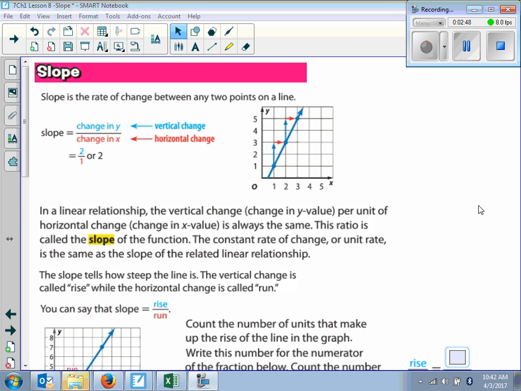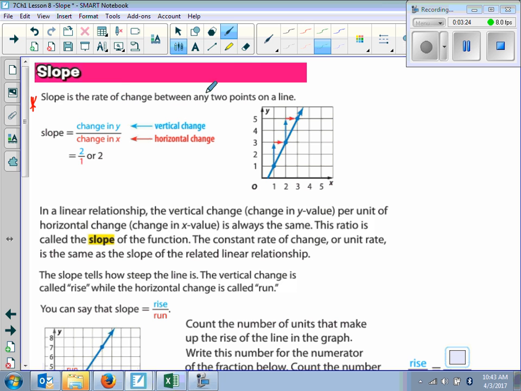So the slope, please make sure you write down this definition. The slope is the rate of change between any 2 points on a line. So the slope is the rate of change. We've already talked about the rate of change, right? The rate of change we get by looking at how the y value changes over how the x value changes. So the slope is the rate of change. Those mean the same thing.